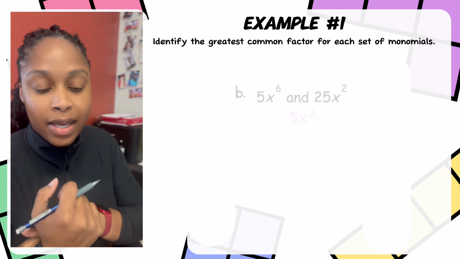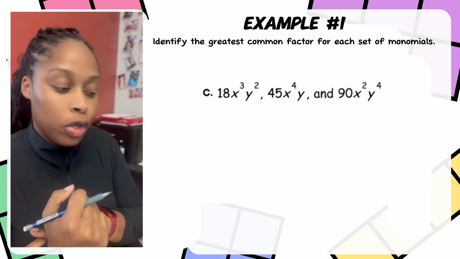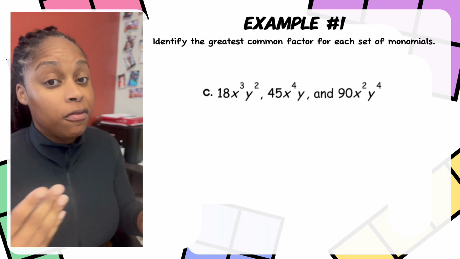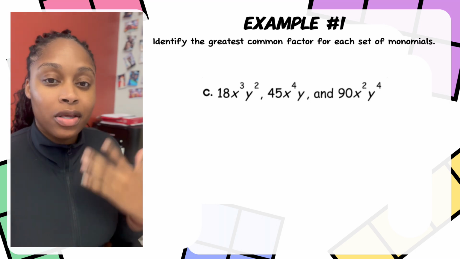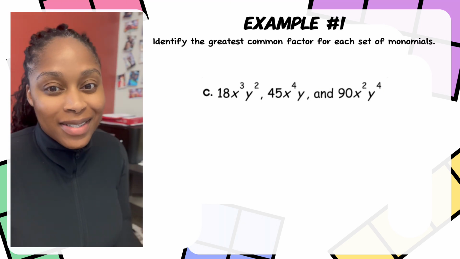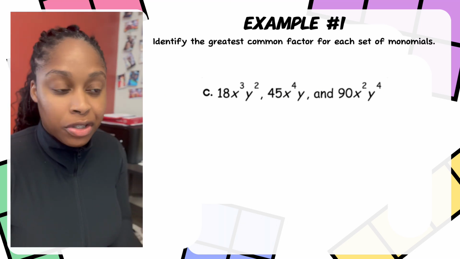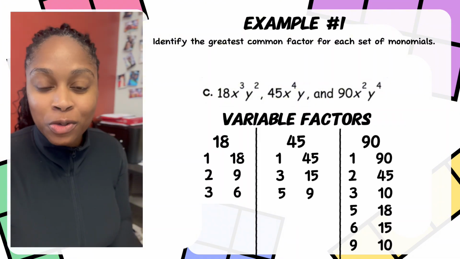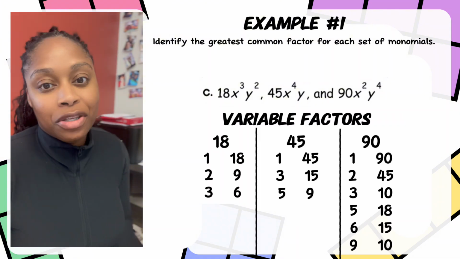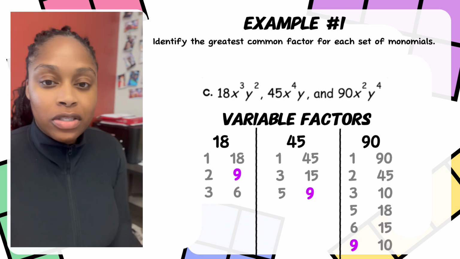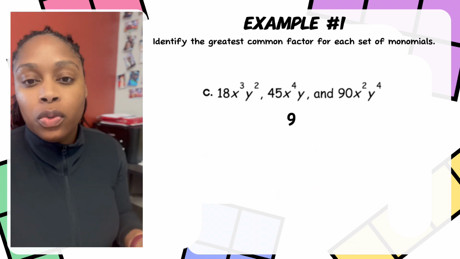So for our next example, we have 3 different monomials and 2 different variables. So remember, again, like goes with like, numbers go with numbers. Our x's will go with our x's and our y's will go with our y's. So for the numbers, we just have to identify the greatest common factor between 18, 45, and 90. I'm showing the factors on the screen, and we see that the greatest common factor between all 3 of those numbers is 9.